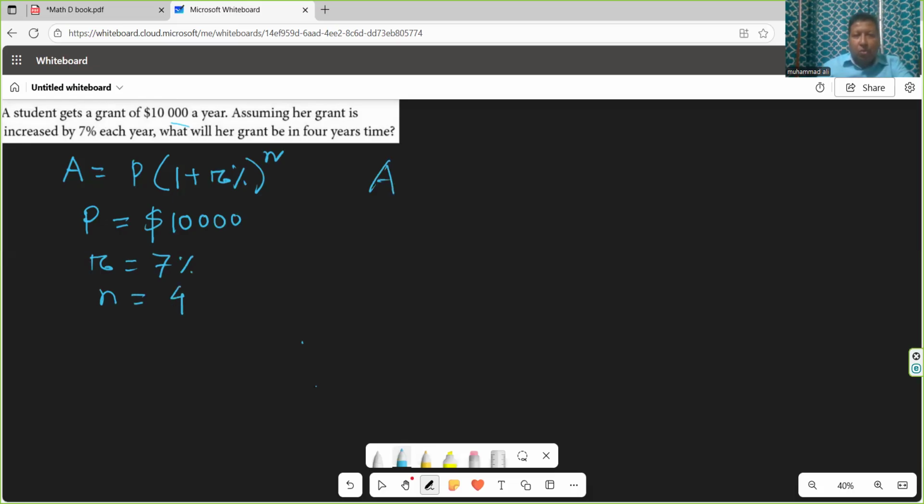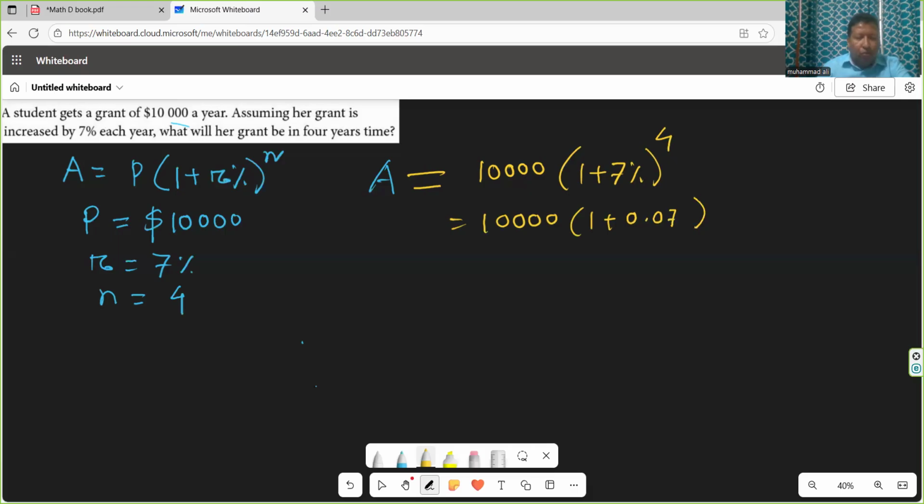So amount equals 10,000 (1 + 7%) to the power 4. So 10,000 (1 + 0.07) to the power 4. So it will be 10,000 multiplied by 1.07 to the power 4. So finally we'll get 13,107. So question number 3 completed.